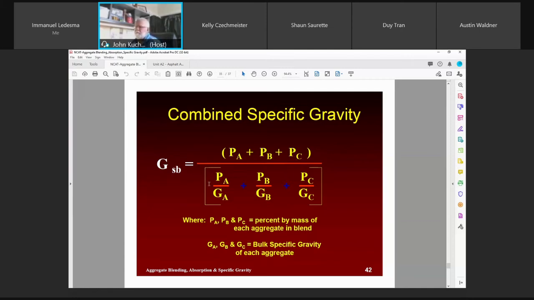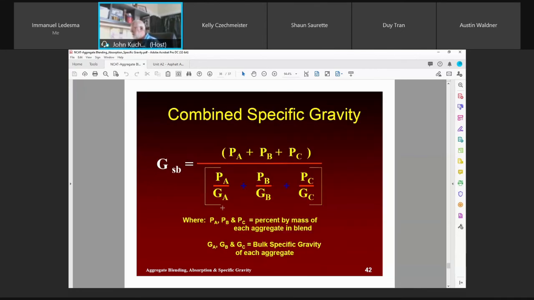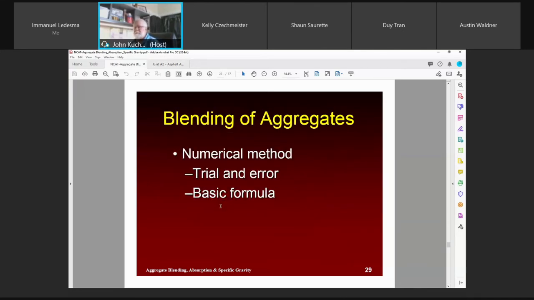If you take the percent of A divided by the individual specific gravity of A, plus percent B divided by its specific gravity, plus percent C divided by its specific gravity, and go through the calculations, you're going to get a blended specific gravity. Now, this specific gravity is for the blended aggregate, because it's the blended aggregate that's in the mix. Okay? This just gives you an example of how to go through it. Apologize, I went through quickly. Let's just look at that.